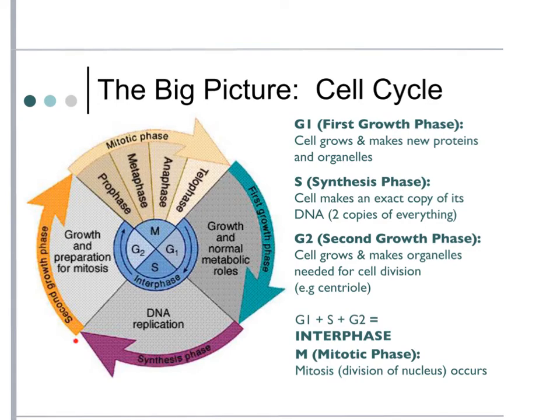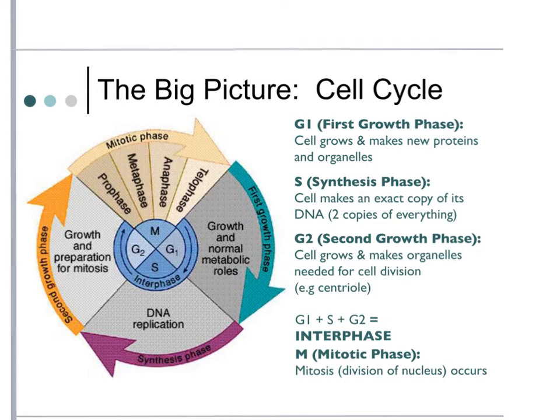Interphase is broken down into our G1, which is our first growth. So G is growth, 1 is first, so first growth phase. In this phase, the cell grows and makes proteins and organelles. So growth is what is occurring in this phase.